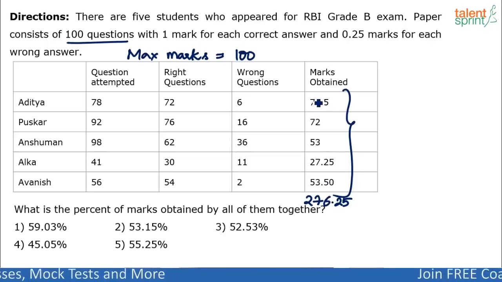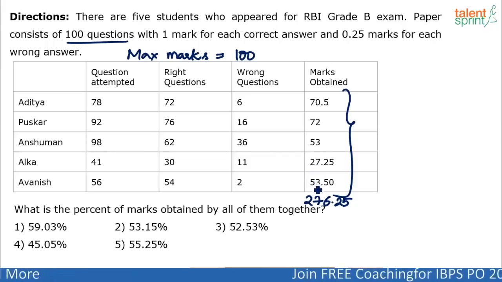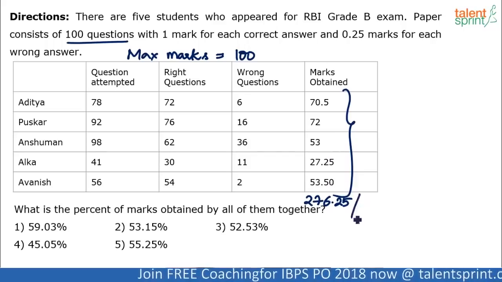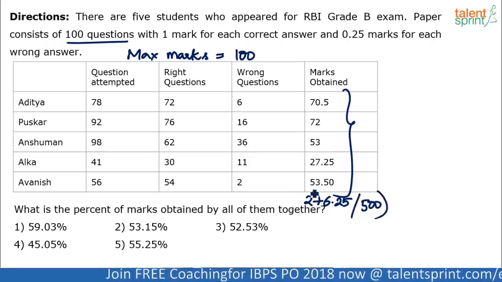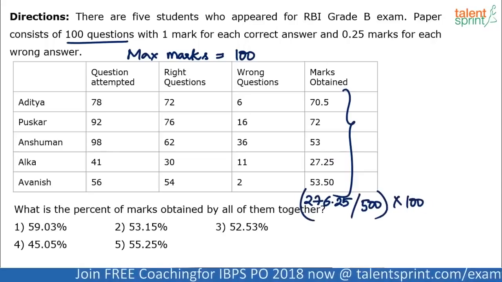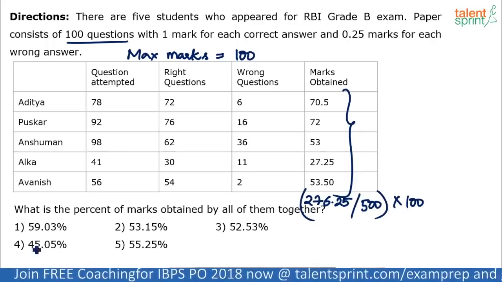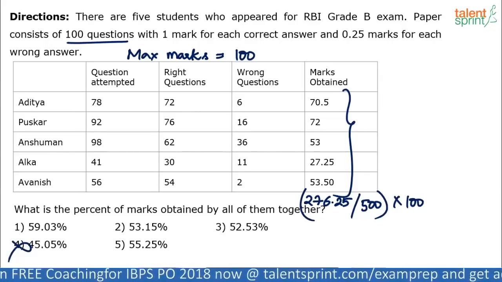Add the integer parts first. So 70, 72, 142. 142 plus 53, 195. 195 plus 27, 222. 222 plus 53, so 275. Then decimal parts will add up to 1.25. So 275 and 1.25 is 276.25. 276.25 divided by 500, because the total maximum is 500 into 100. So basically 276.25 by 5. Definitely more than 50. So option 4 gets eliminated. But how much is it?